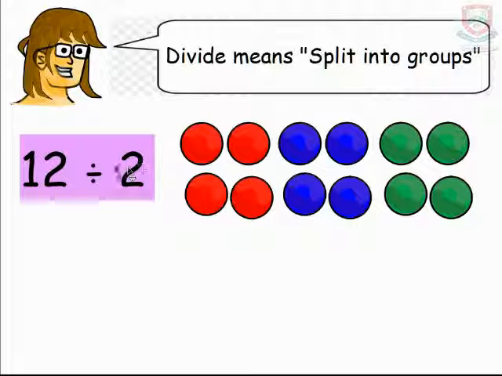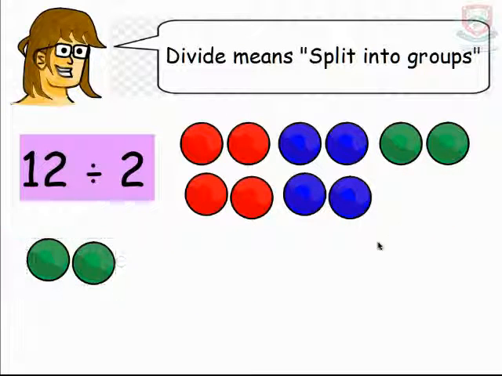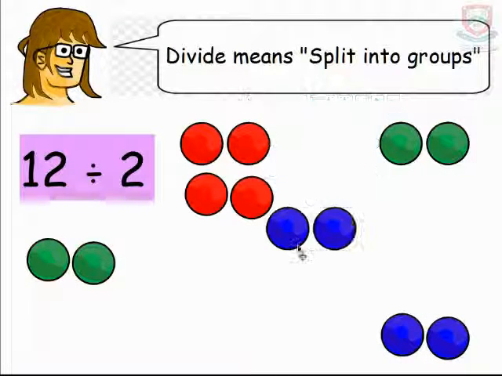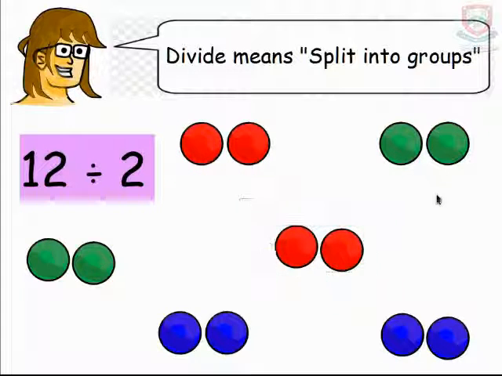This could also mean split 12 into groups of 2 and see how many groups we can make. So if we separate these into different sets, each with 2 circles in, we can see that we have 1, 2, 3, 4, 5, 6 groups. So 12 divided by 2 will be 6 no matter how we look at it.